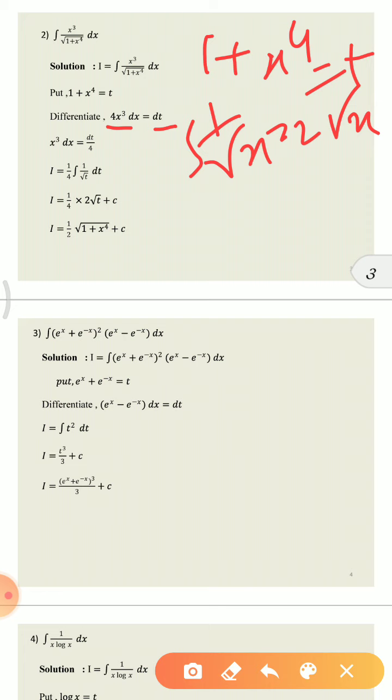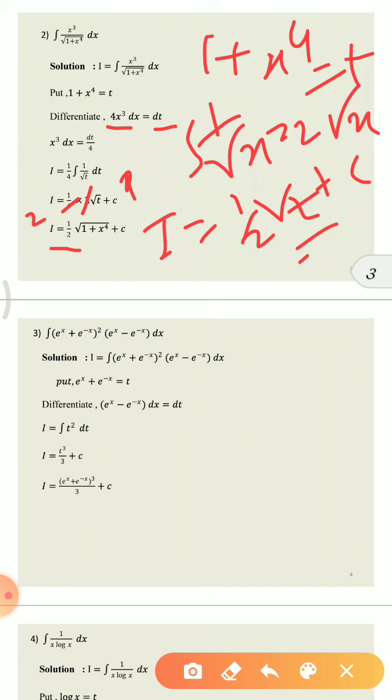into 2 root t plus c, and here we have to multiply 1 by 4 with 2, 2 1s are 2 and 2 2s are 4, that means the remaining I is equal to 1 by 2 into root of t plus c, and then substituting the value of t, I is equal to 1 by 2 under root of 1 plus x raised to 4 plus c. This is how we solve the second one, that is the integration of x cube upon 1 plus x raised to 4 is equal to 1 by 2 root of 1 plus x raised to 4 plus c here.